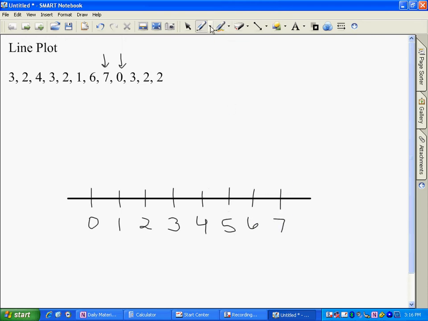And so now I'm going to look at my numbers, and every time I see a number, I'm going to put an X above it. Again, I'm going to apologize ahead of time for the handwriting because I'm pretty sure it's going to be bad. I've got a 3 there, so that means I'm going to put an X over the 3. I have a 2, a 4, another 3, a 2, 1, 6, 7, 0, 3, 2, and 2.